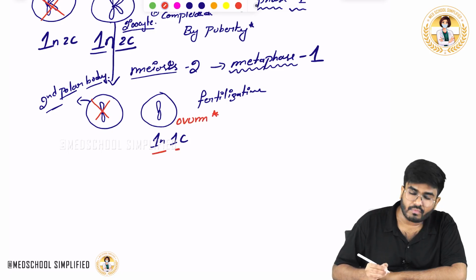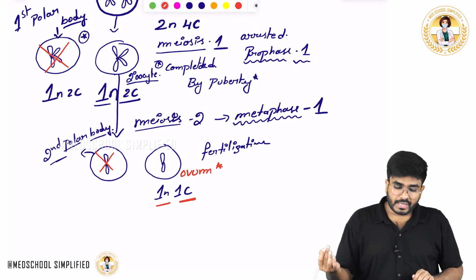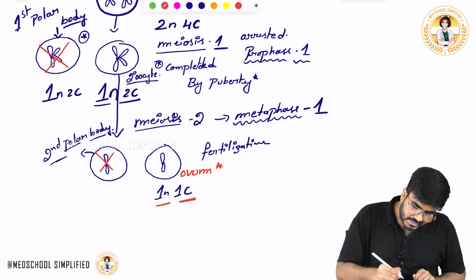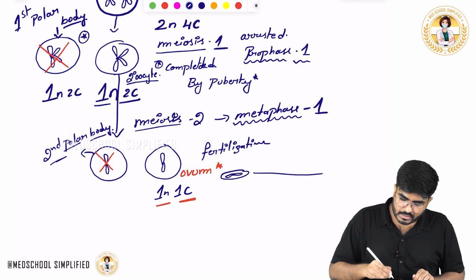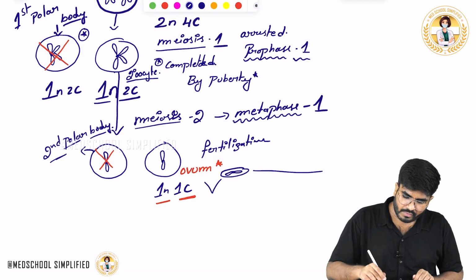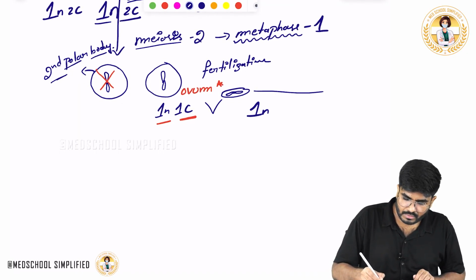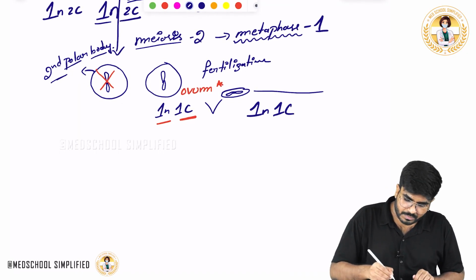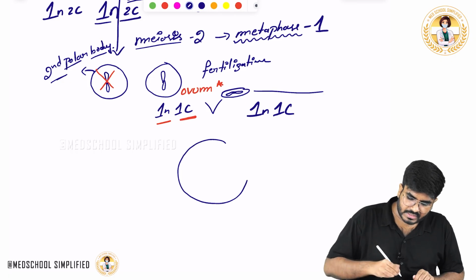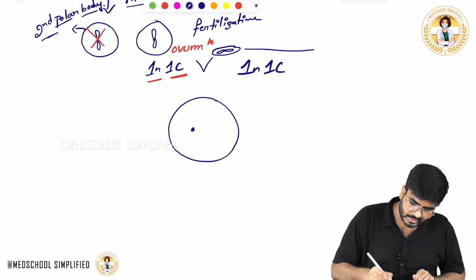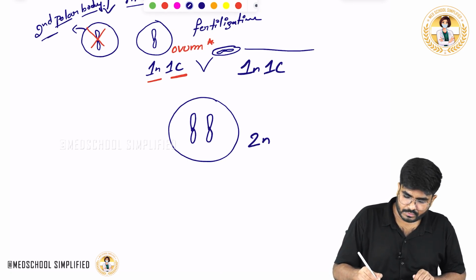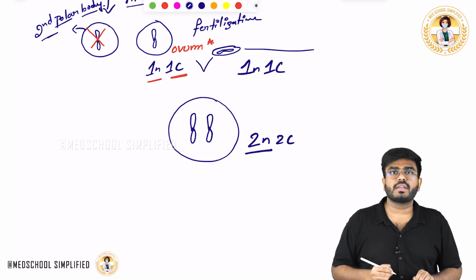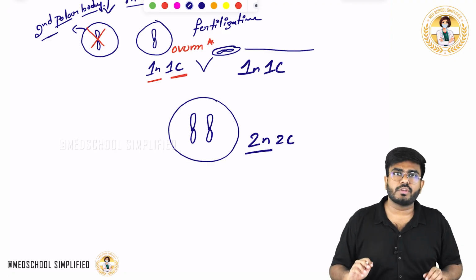That is 1N, 1C. Sperm is going to bring one more set of chromosomes. If I show sperm like this, sperm is also going to have one set of chromosomes, 1N, 1C. When both sperm and ovum fuse, the resultant zygote becomes diploid, 2N, 2C. Again, you get the diploid state. This cell is going to divide and form a new individual.